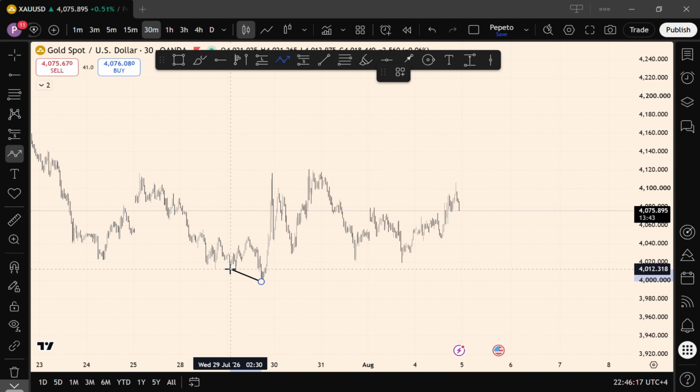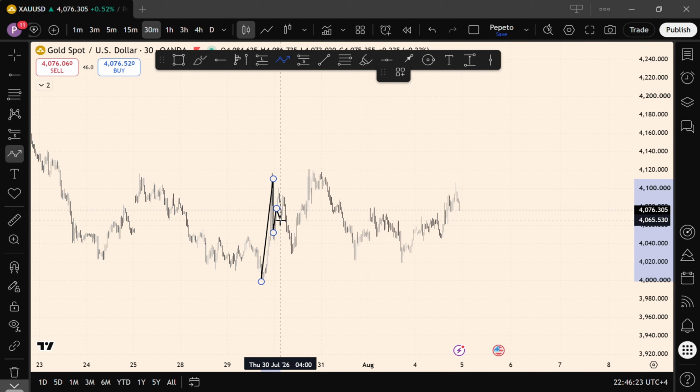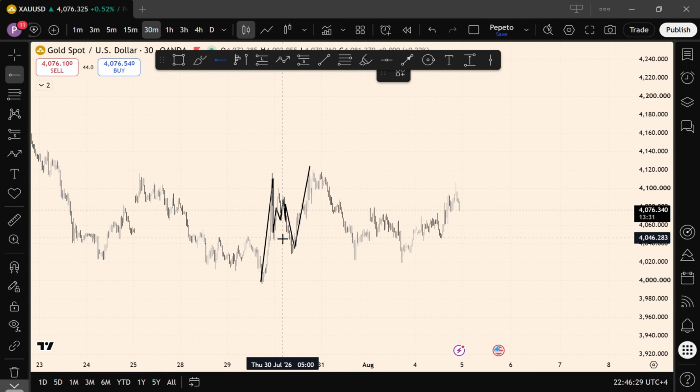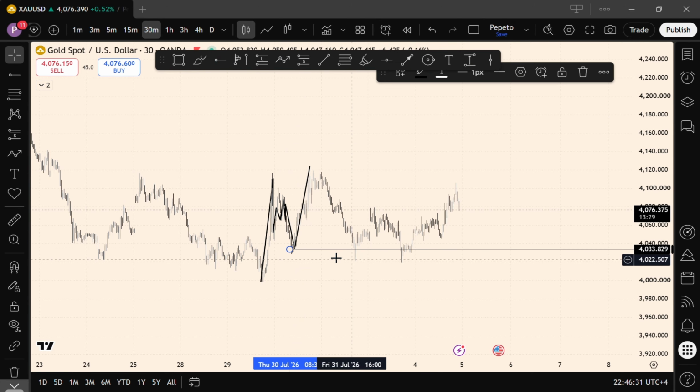Here, we have an impulsive move to the upside. Before moving higher, the market took the low of the previous structure, removing the liquidity below it. Then, the price moved up, created a small range, and continued higher. That range now becomes an important demand zone. When the price returns to this zone, we can look for a possible reaction and continuation to the upside.